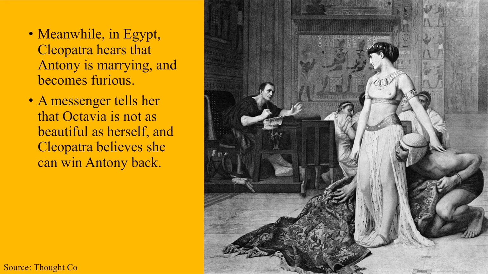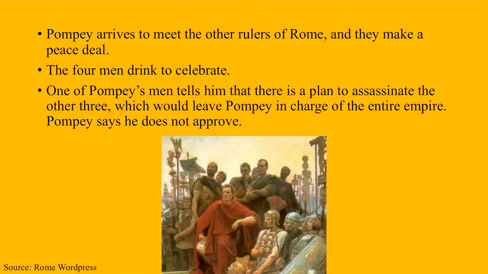Antony's friend tells Caesar that Antony will likely return to Cleopatra. Meanwhile, in Egypt, we find that Cleopatra hears that Antony is marrying and she is furious about this. A messenger tells us that Octavia is not as beautiful as herself, flattering Cleopatra, and Cleopatra believes that she can win Antony back. Pompey arrives to meet the other rulers of Rome and they make a peace deal.